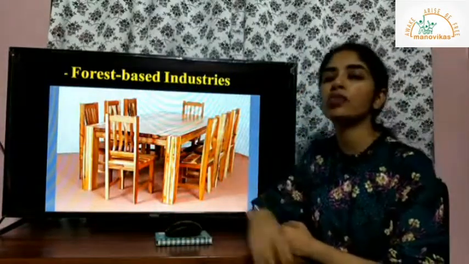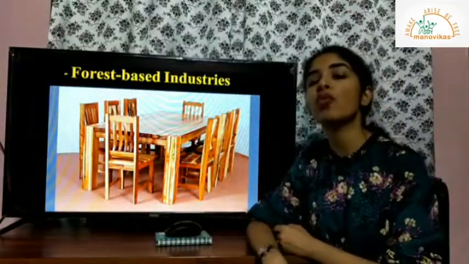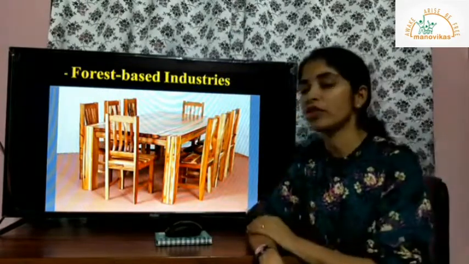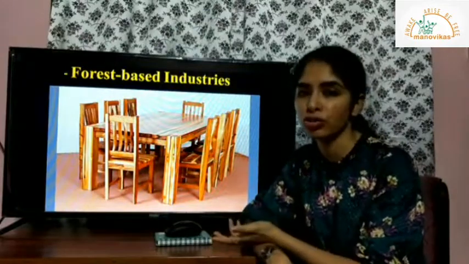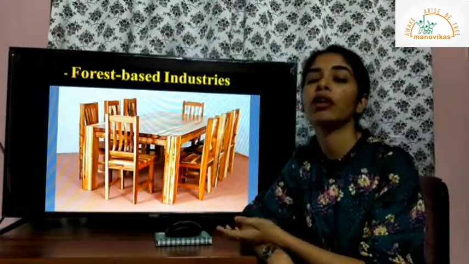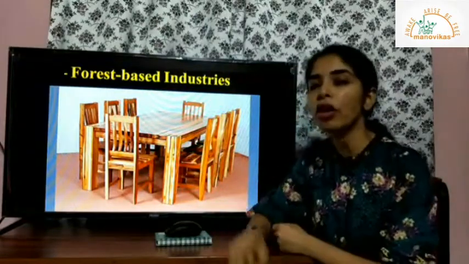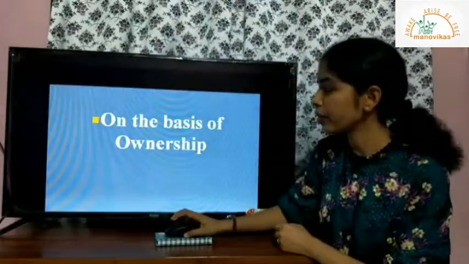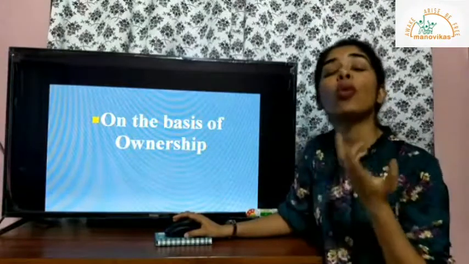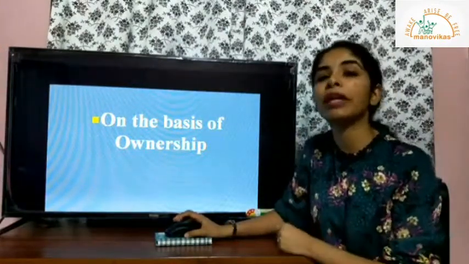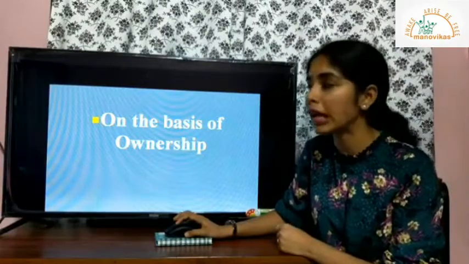Then we have forest-based industries. These are the ones which derive their raw material from the forest. For example, furniture industries. For that, they require good quality wood and timber that is derived from the forest. Then, on the basis of ownership, this is the third division, industries can be divided into different types.